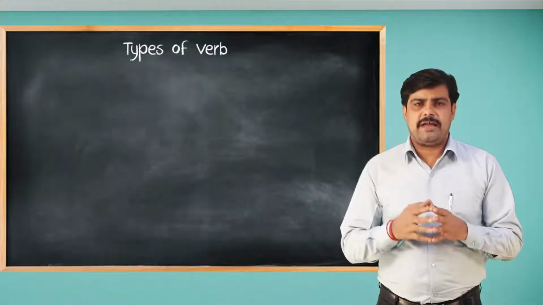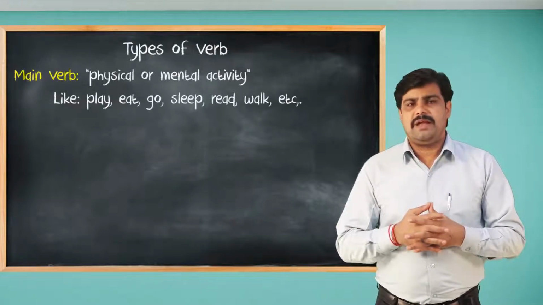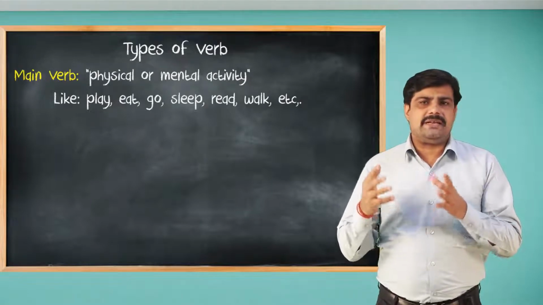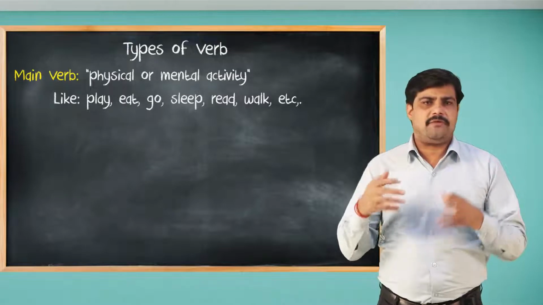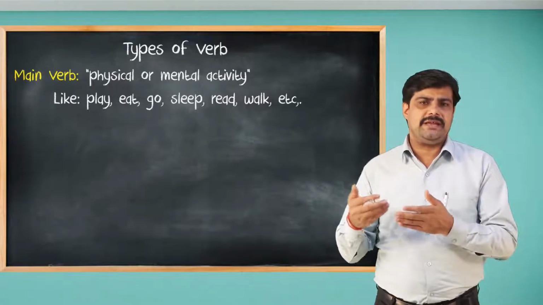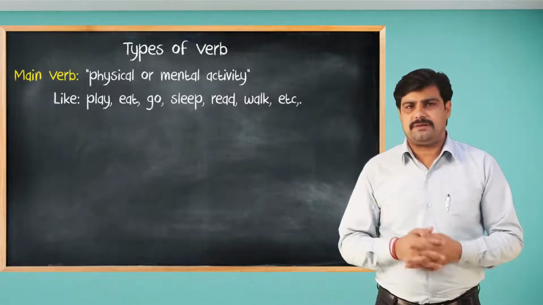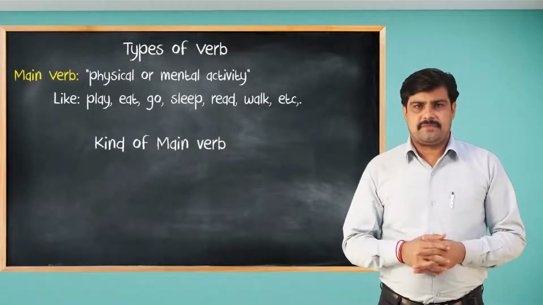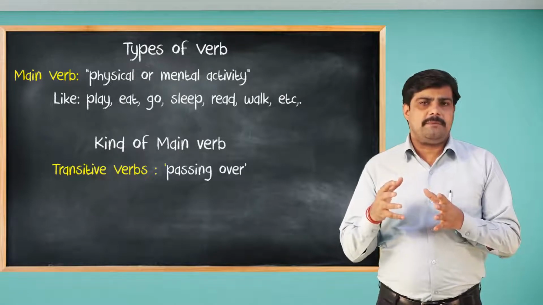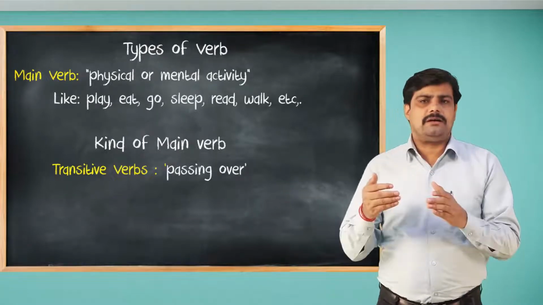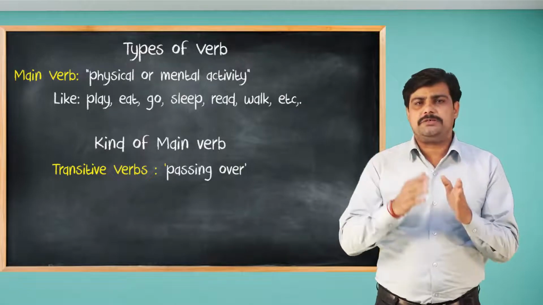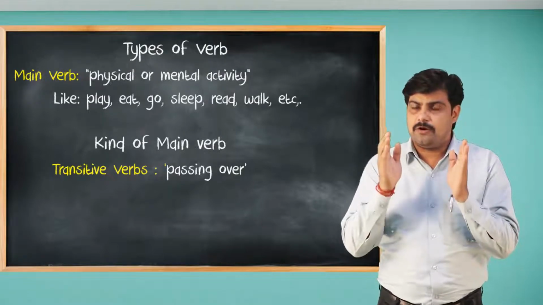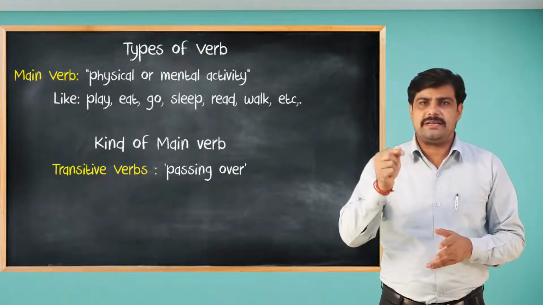Another type of verb is the main verb. These verbs show physical or mental activities like to play, eat, go, sleep, read, walk, etc. These are of two kinds, transitive and intransitive. Transitive verbs imply passing over. The action of this verb passes over to the object. It always has a direct object, so you can identify it easily.